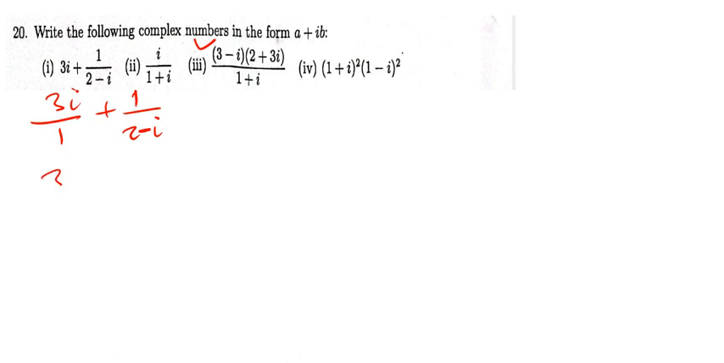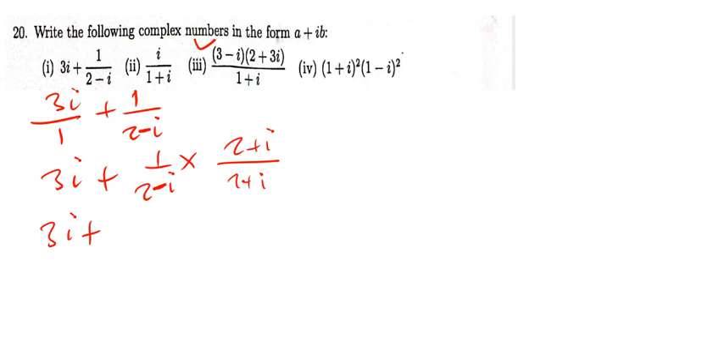this one will remain the way it is, plus 1 over 2 minus i times, then this one will be 2 plus i, 2 plus i. So 3i plus, if I do times, on top there is 1, so nothing is going to change. I'll have 1, I'll have 2 plus i. Down here, 2 minus i multiplied by 2 plus i.